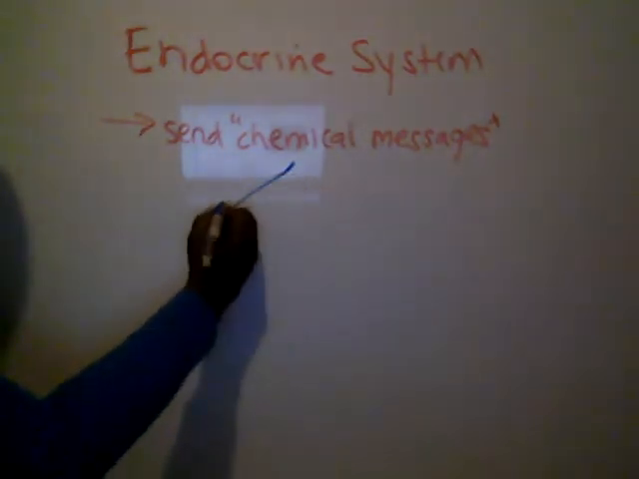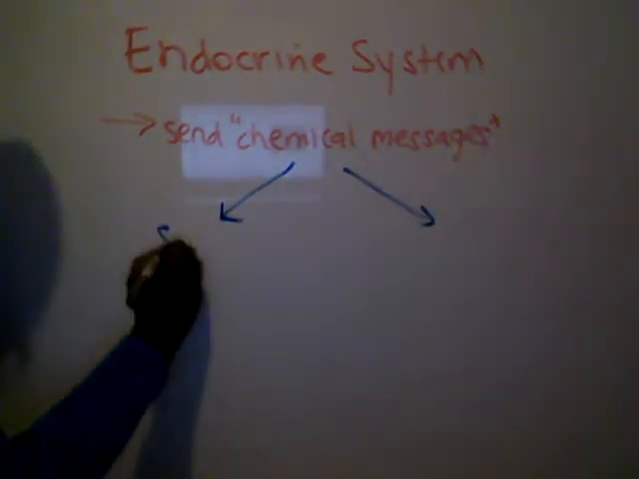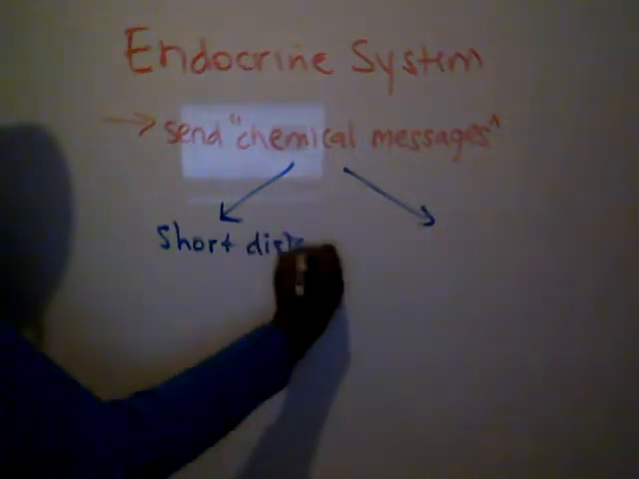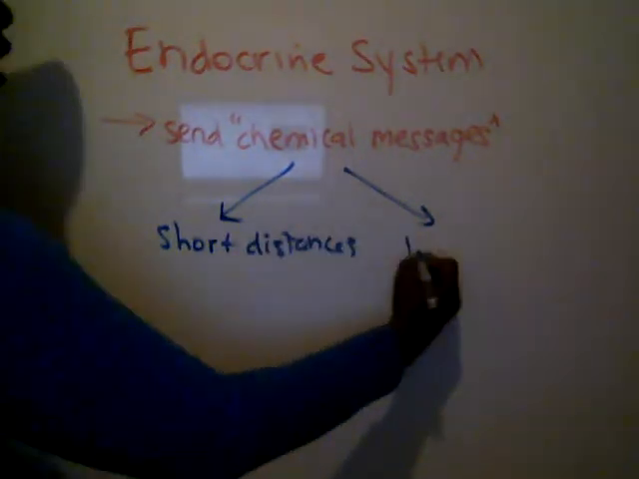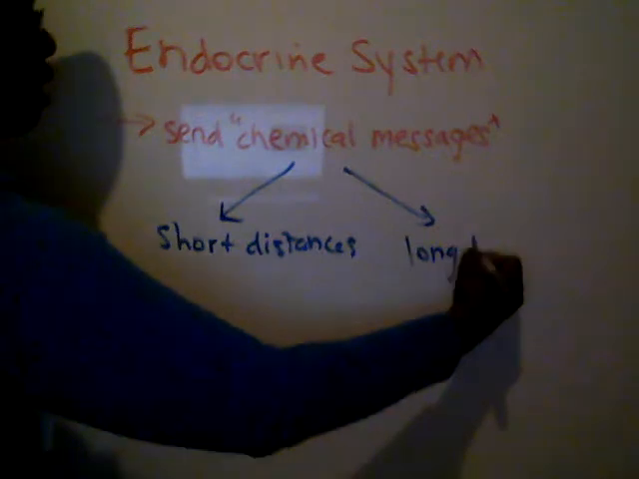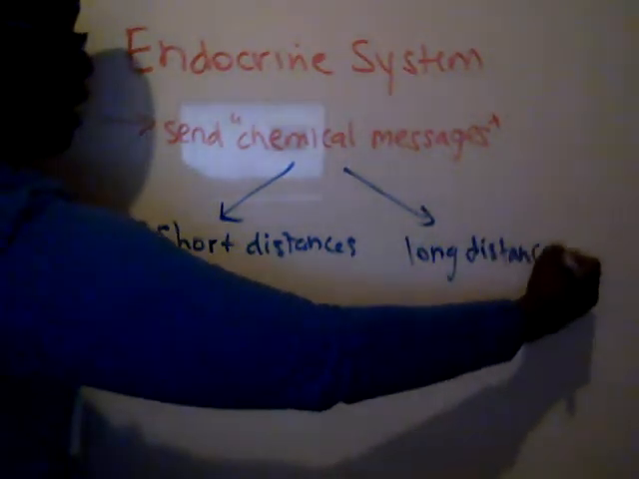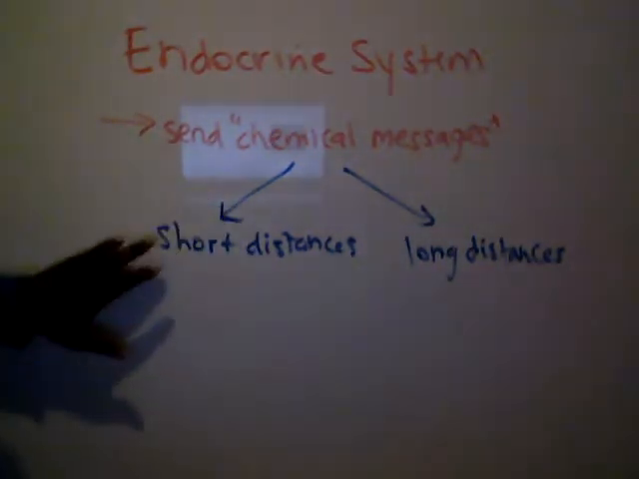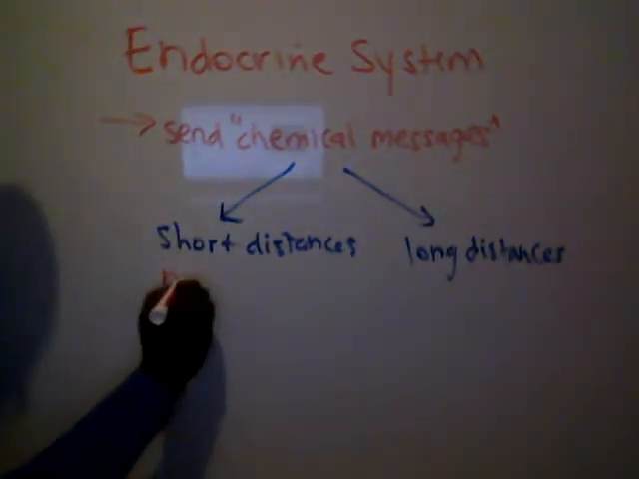So chemical messages can serve two different purposes. They can be short term or short distance, so they can carry information short distances, or they can carry information long distances. And when we say long distances, what we mean is something that will be able to go from, let's say, the brain to the tips of our toes. So be able to travel a lot further of a distance from where it was released. So chemical messages that do short distances, we usually call those neurotransmitters.